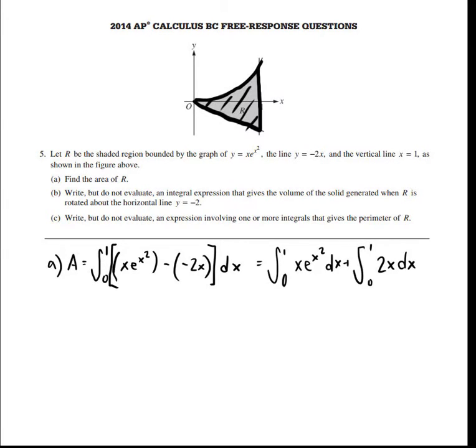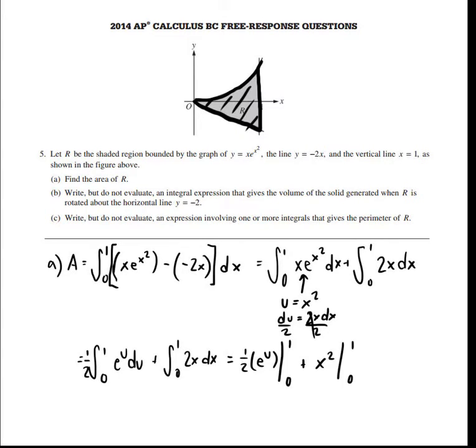We take u equals x squared, and du then equals 2x dx, and then we plug that back into our integral. Because there is no 2x present in the x times e to the x squared, we have to convert it to x dx instead, so we divide both sides by 2. Then we rewrite our integral as 1/2 integral from 0 to 1 of e to the u du plus integral from 0 to 1 of 2x dx. Carrying out this integral, we get 1/2 e to the u evaluated from 0 to 1 plus x squared evaluated from 0 to 1.